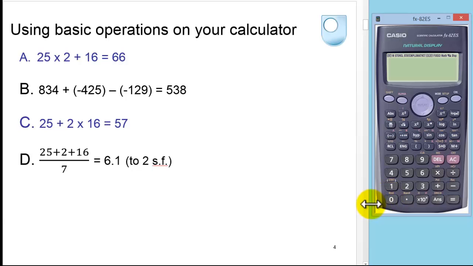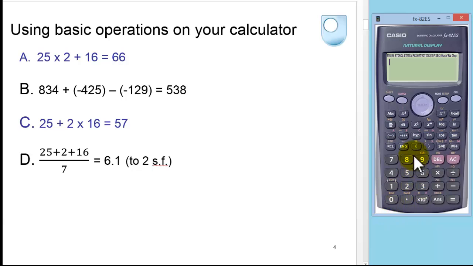And then in D, there are a couple of ways of putting in calculations like this one. One way is to press on the fraction symbol here, and then we could do 25 plus 2 plus 16 in the numerator. Press the down arrow to go to the denominator, and do divided by 7, and press equals, and it's given me the answer as a fraction, 43 over 7, and we can convert that to a decimal by pressing the SD key, and that gives me the answer of 6.1 to 2 significant figures.